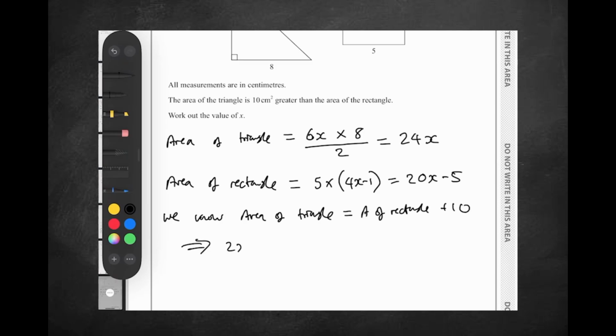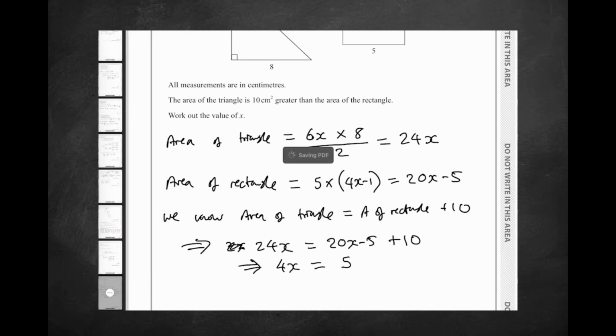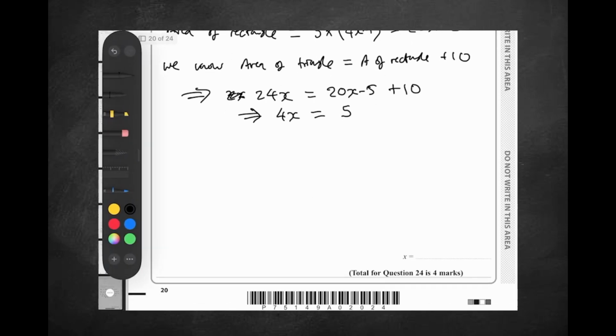Therefore, 24x equals 20x minus 5 plus 10. Therefore, if we bring all the x's onto one side, 4x equals 5. x equals 5 over 4 by dividing both sides by 4, which is just 1.25.